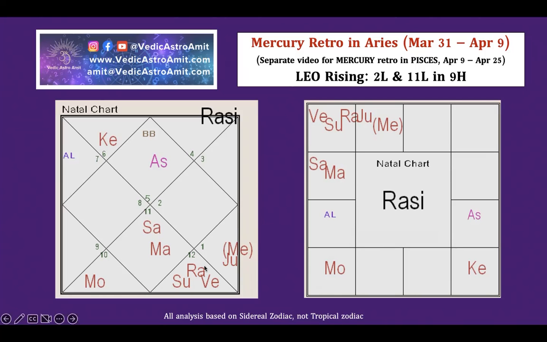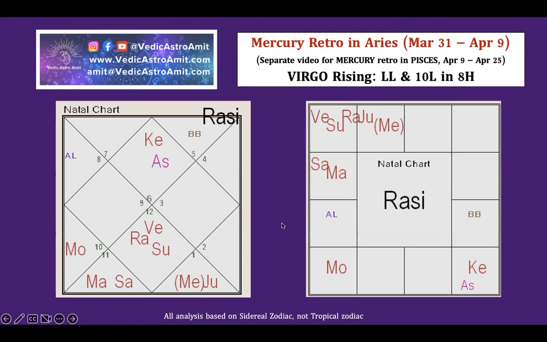And also how you can make money from other people, maybe in managing other people's money, or even inheritance, things like that will be the focus during this retrograde Mercury phase. Again, this is only for the phase when Mercury is still in Aries, but going back to Pisces because of retrograde motion. All right, so that's for Leo rising. Next one will be Virgo rising.